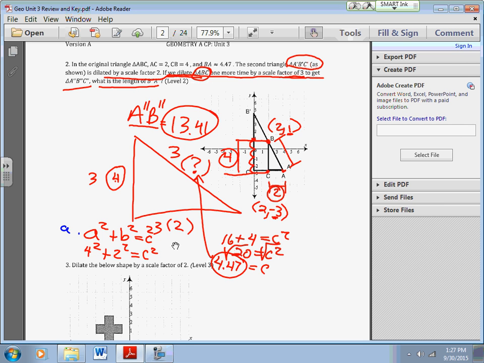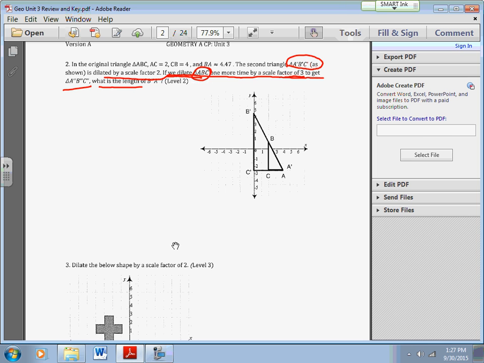But here's what I'm trying to explain to you. In order for you to get B double prime and A double prime, you need this side length, which is, what did I say, 4? And this side length, which is 2. But it says that is a problem. It's all in the problem.